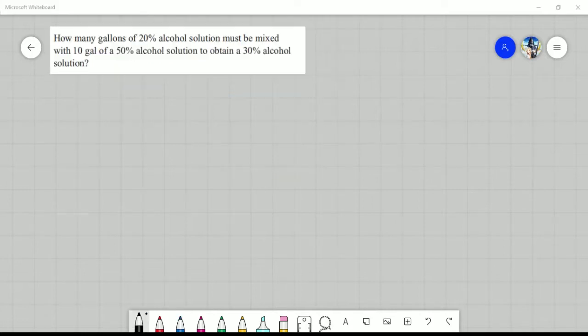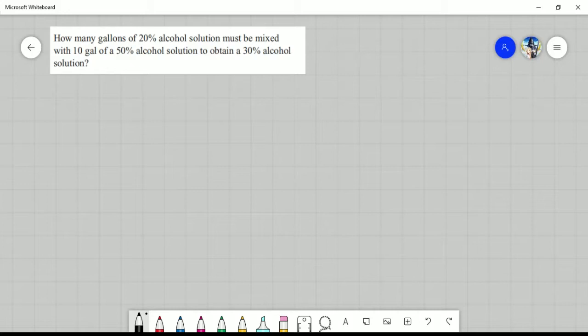All right, so this one may be a little bit tricky here. So let's see if I can give you guys enough information so you will be able to solve it. This one is talking about some percentages, alcohol solutions being mixed to get a certain percentage of this alcoholic solution. So it says, how many gallons of 20% alcohol solution must be mixed with 10 gallons of 50% alcohol solution to obtain a 30% alcohol solution?